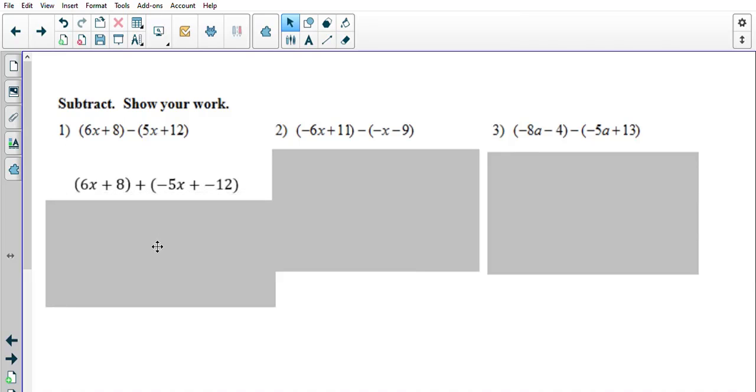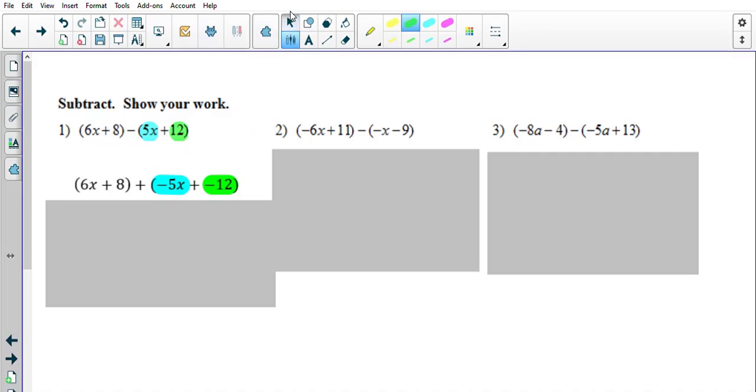And I'm going to do step 3 at the same time, which is to change each term in the second set of parentheses to its opposite. So positive 5x became negative 5x, and positive 12 became negative 12. So I added the opposite of everything in that second set of parentheses. It's like distributing the subtraction sign to both of those.